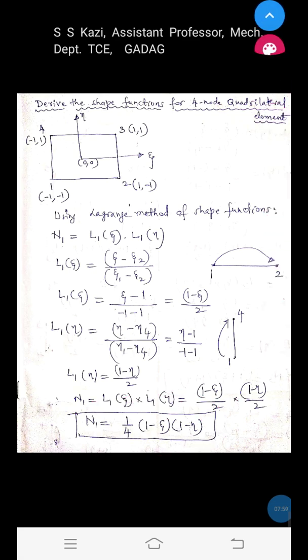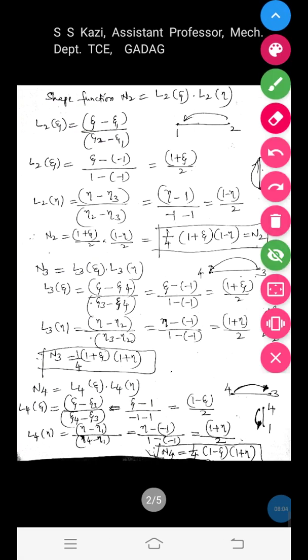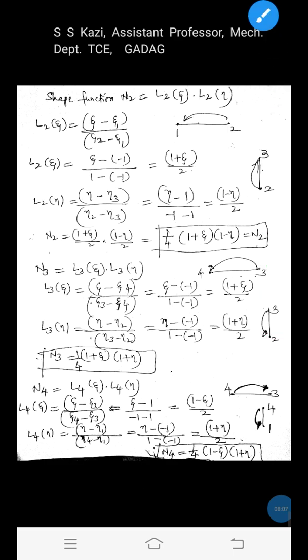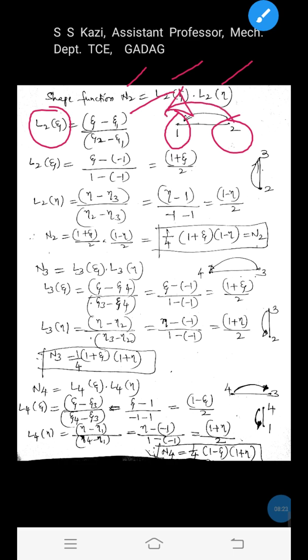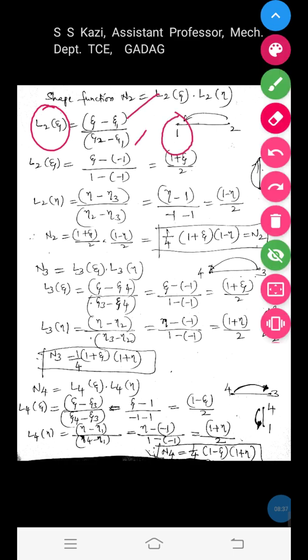Next, similarly we will derive the second shape function, that is N2, by using the same Lagrange method formula. Shape function N2 can be expressed as L2 of zeta into L2 of neta. First we will find L2 of zeta. For node 2, in the zeta direction there is node 1, then I will write (zeta minus zeta 1) divided by (zeta 2 minus zeta 1). Okay, because for node 2, along the zeta direction, node number 1 is there, hence you write (zeta minus zeta 1) divided by (zeta 2 minus zeta 1).